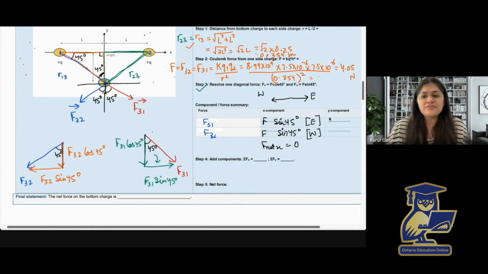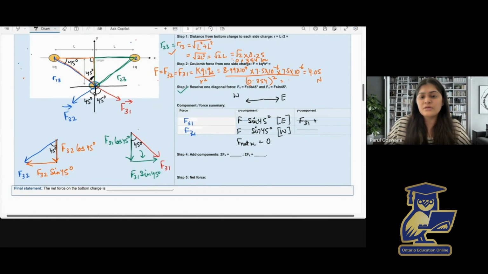And similarly, if I write the y component, it would be F31 cosine 45 degrees, and the y component of F32 would be F32 cosine 45 degrees. And as we have again seen that F31 and F32 equal F, so I will just write F here. So F cosine 45 degrees from F31 is facing in the south direction, and this is also in the south direction. Now, since both of the vertical components are pointing in the south direction, the resultant will also be in the south direction, and we can add these two forces because they are in the same direction.